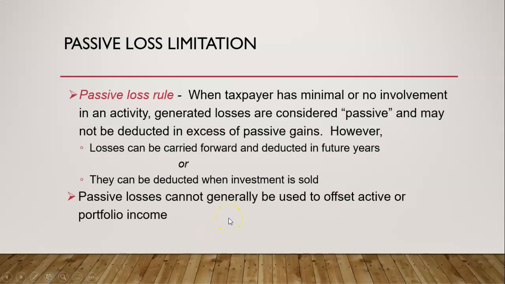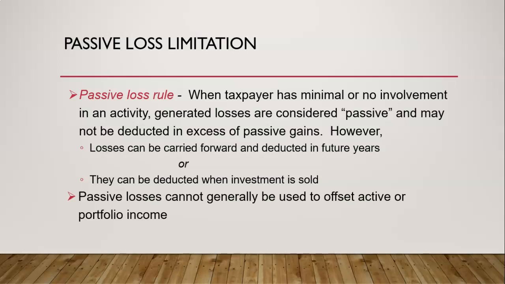The passive losses can also be deducted in the future if you have some gains from that house. Then the losses from the past can also be used against the future gains. You cannot use passive losses to offset active or portfolio income. So you can't subtract it against W-2 wages. You can only subtract it against other passive gains.